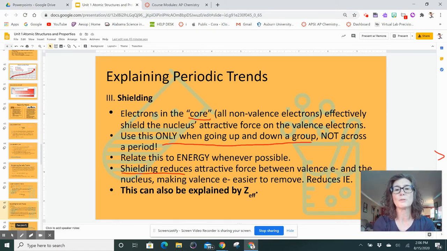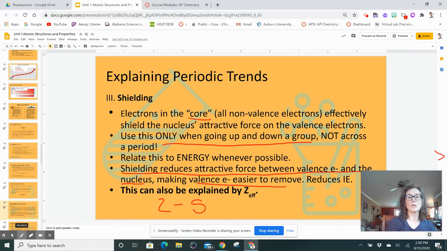So what shielding does is it reduces the attractive force between the valence electrons and the nucleus, making the valence electrons easier to remove. So it reduces your ionization energy. Again, you can use Z effective to explain this, because remember, Z effective is Z, the charge, minus the shielding electrons. If you have a whole lot of shielding electrons, minus the number of protons, then that's going to be your Z effective.